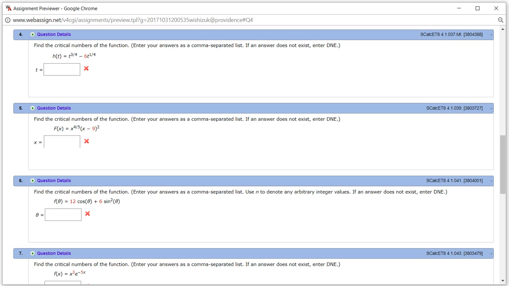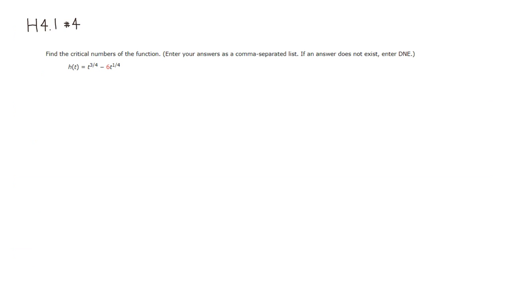All right, let's look at homework 4.1, problem number 4. Let's find the critical numbers of this following function. First we have to think about its domain. Because of the 1/4 power, that's equivalent to the 4th root of t, which means that we have to make sure that t is non-negative.